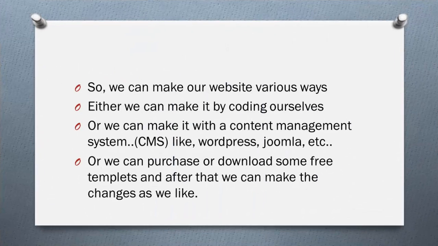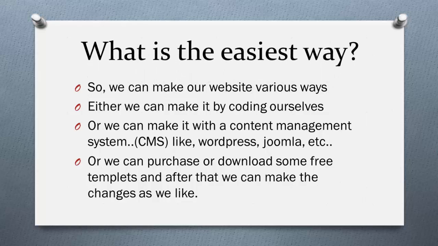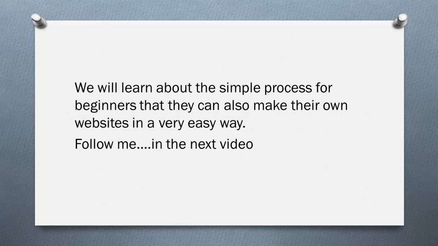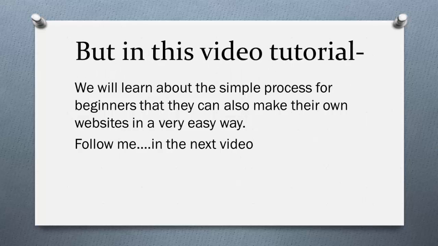So which is the easiest way? We can make our website in various ways. Either we can make it by coding ourselves, or we can make it with a content management system like WordPress, Joomla, etc. Or we can purchase or download some free templates, and thereafter we can make the changes as we like on it. Or we can just go for HTML and CSS coding, which is very time consuming. But in this video tutorial you will learn about the simple process for beginners, so that they can also make their own websites in a very easy way.